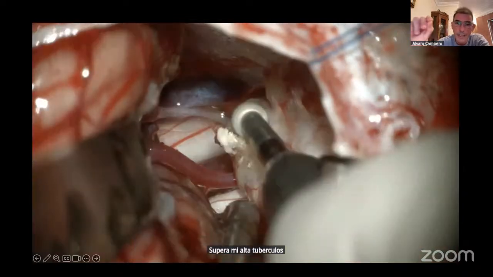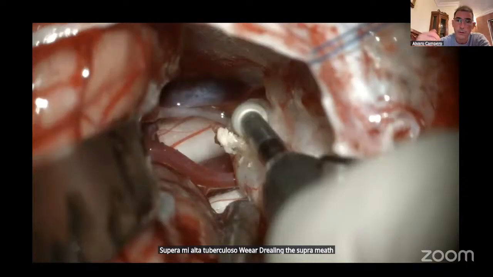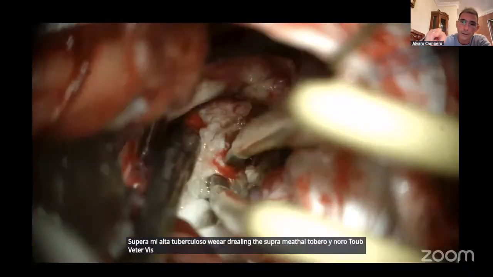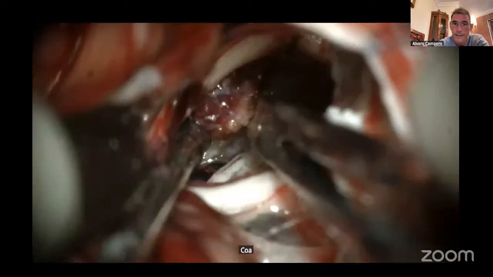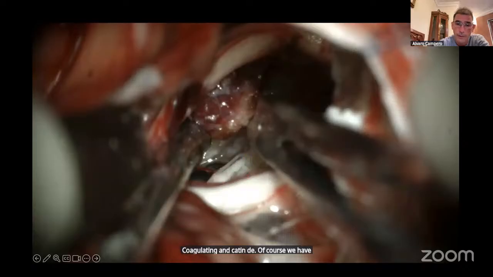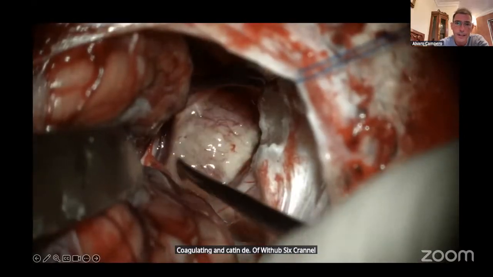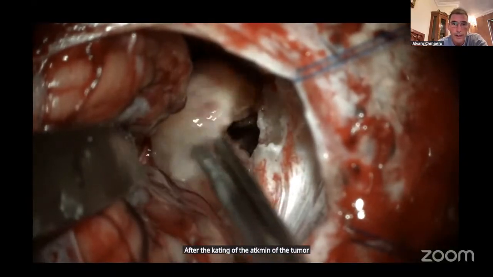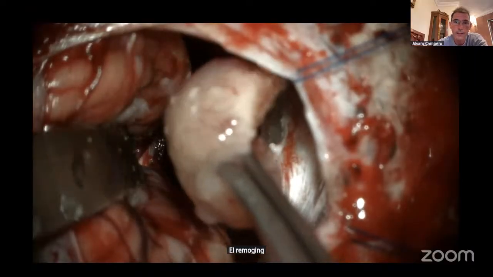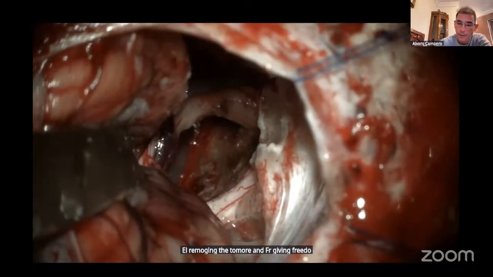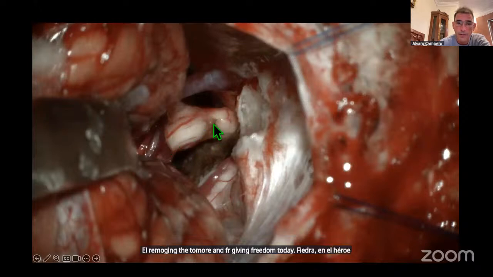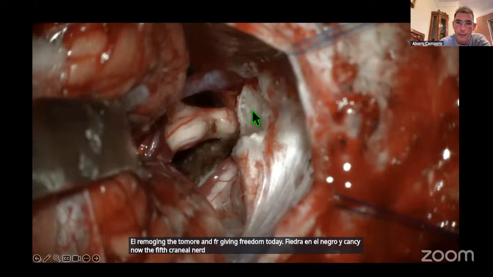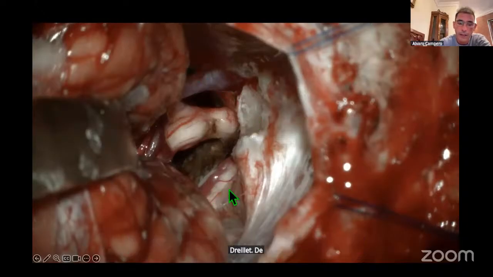So we are drilling the suprameatal tubercle in order to have a better visualization. After that, we are coagulating and cutting the attachment of the meningioma. Of course, we have to take care of the sixth cranial nerve. And finally, after cutting the attachment of the tumor, we are removing the tumor and giving freedom to the fifth cranial nerve. We can see now the fifth cranial nerve, the suprameatal tubercle that was already drilled, the vein, and the 7 and 8 cranial nerve.